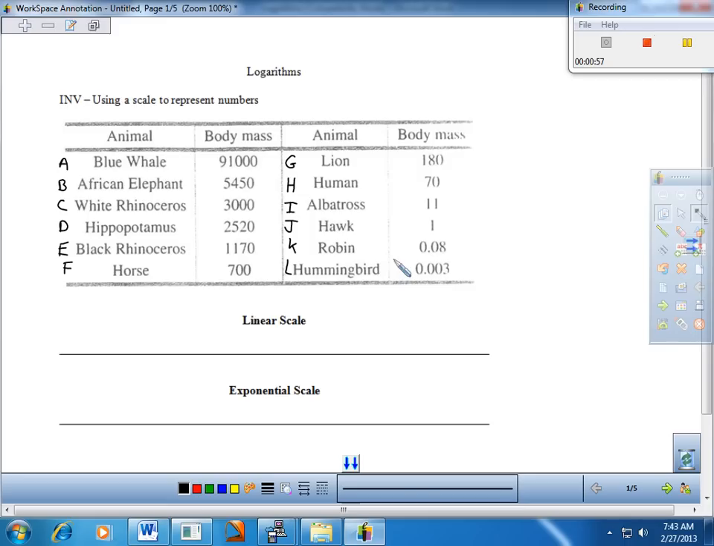What I'd like to do is explore a way to represent these on what we would call a linear scale. We'll start that process, talk about the pros and cons of that scale with this wide range of numbers, and then potentially transition into what we would call an exponential scale. So we need to at least start from a very small number. We have to get that hummingbird on there.